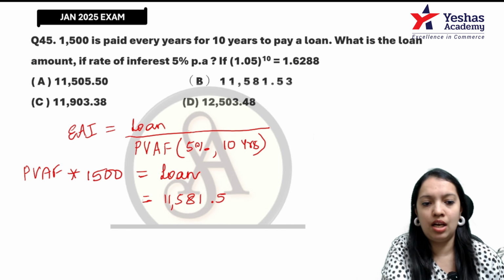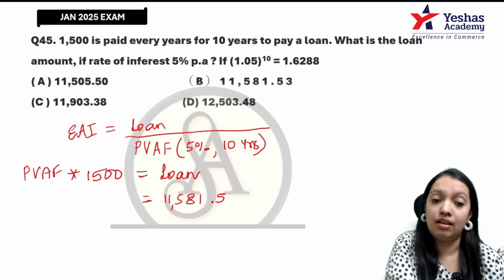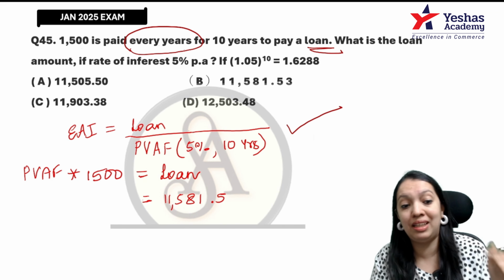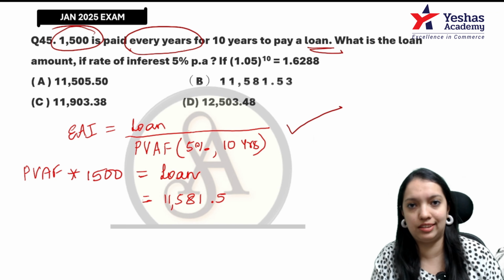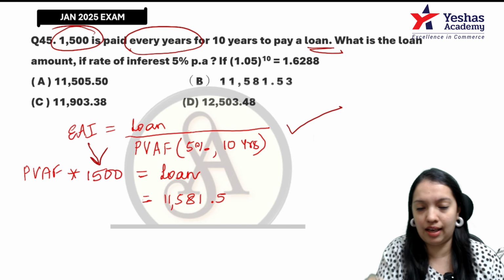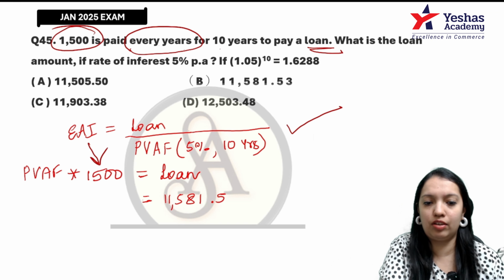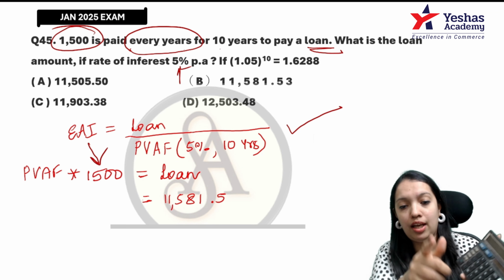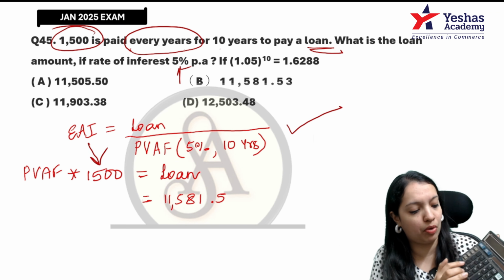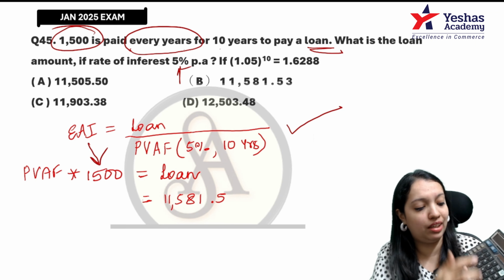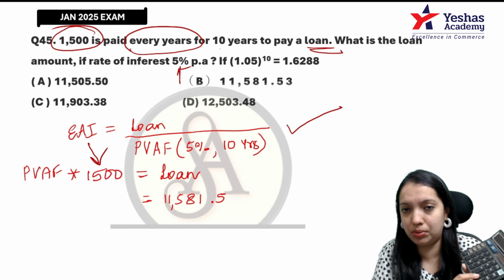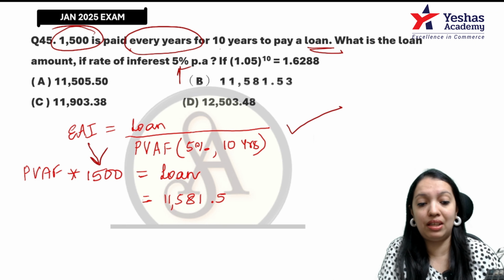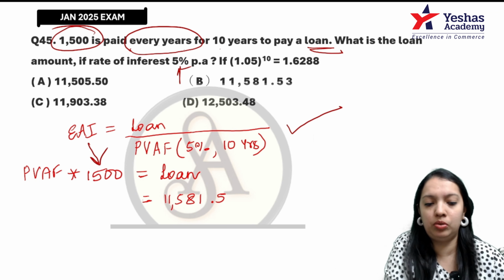Next, 45th question. 1,500 is paid every year. That means if this is a loan question, you apply EAI, equated annual installment. That installment which the person paid is 1,500. So in place of EAI, I have taken it, 10 years and the rate of interest is 5%. In class, I had taught you how to calculate PVAF. If they give 5% on your calculator, 1.05, divided by 5%, press the equal to button 10 times because 10 years. After pressing 10 times, you press the GT button, multiply that with 1,500. Your answer, the loan amount, is going to become 11,581.